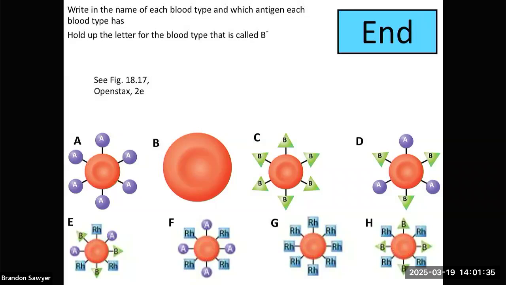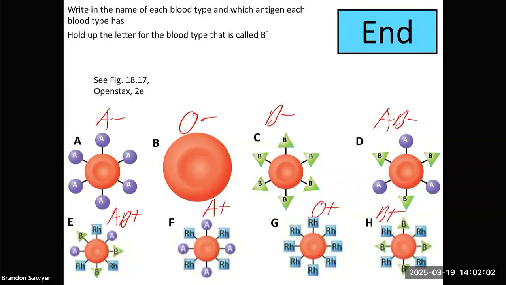So team 2, want to help them out? C shows B only. That's B negative. Yeah. So we've got A negative, we've got O negative, we've got B negative, we've got AB negative, we've got AB positive, we've got A positive, we've got O positive, and we've got B positive.